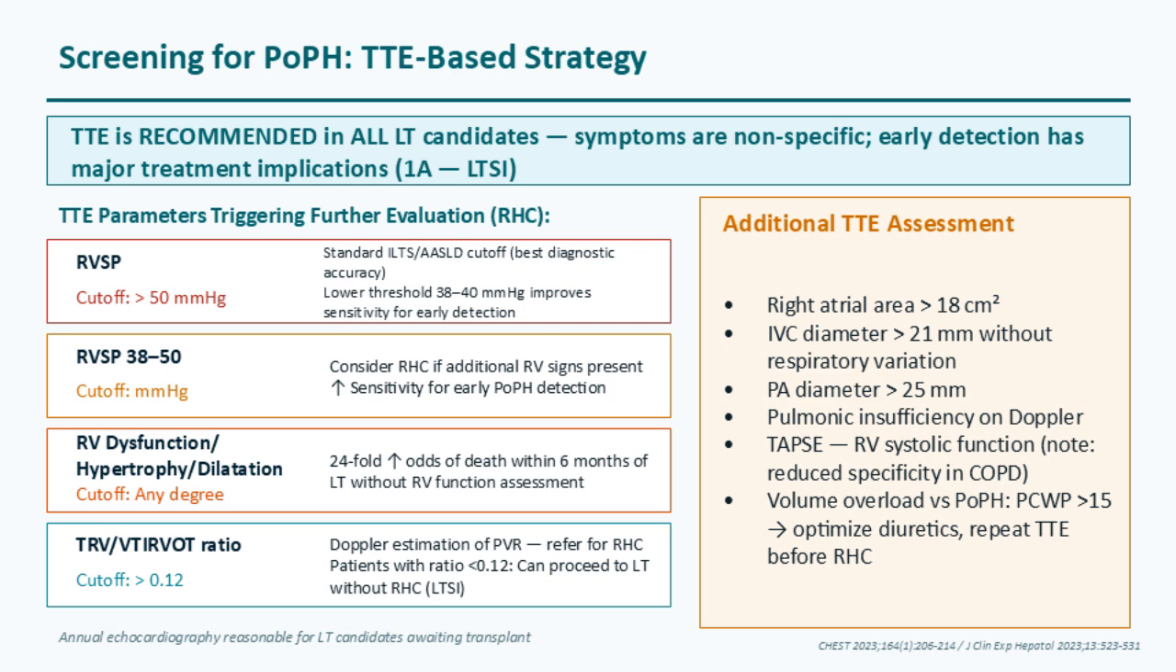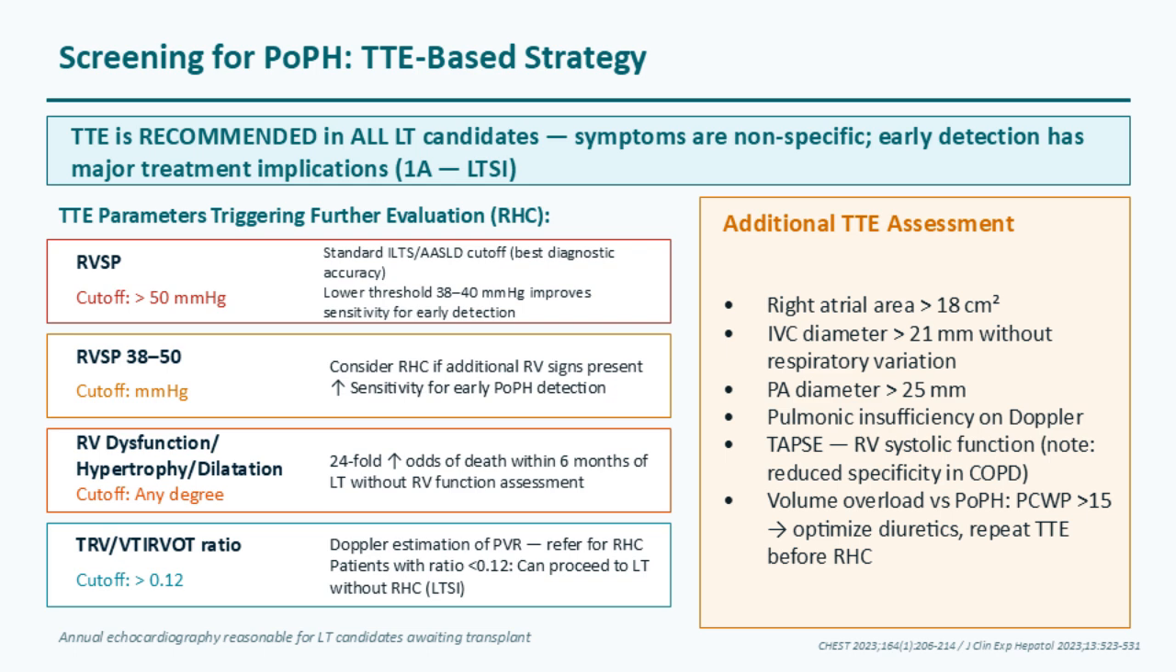If the RVSP is between 38 and 50, and you see any secondary signs of right ventricular strain on that echo, things like RV hypertrophy, a right atrial dilation over 18 square centimeters, or a flattened interventricular septum, you should strongly consider referring them for right heart cath straight away. The sensitivity for early detection absolutely leaps up when we use this tighter 38 to 40 millimeter of mercury threshold.